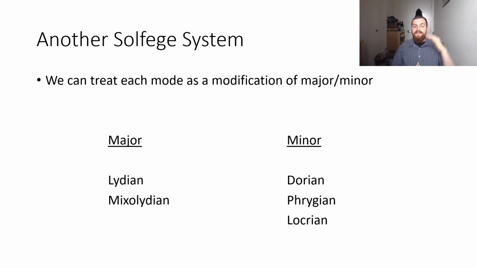So for instance, Lydian is like major with a raised fourth, okay? It's like having a major scale with Fi. Mixolydian is like a major scale with a lowered seventh. It's like having a major scale with a Te at the top, okay? Minor, natural minor, of course. Dorian is like a natural minor scale, but with a raised sixth, but a still lowered seventh.